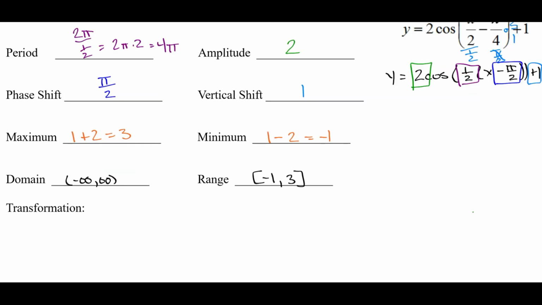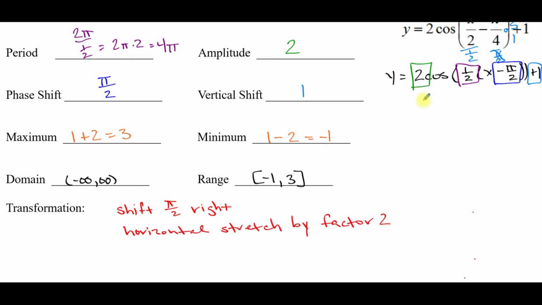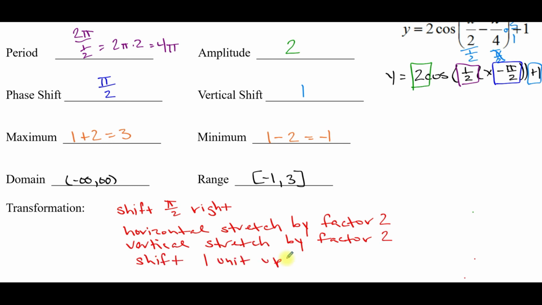And then if we discuss the transformations, remember, order of operations. So we've got a shift pi over 2 units to the right. My b value is 1/2. Remember, we're going to take its reciprocal, 2. So this is going to be a horizontal stretch by factor 2. Outside, I have another 2, so that's also a vertical stretch by factor 2. And then finally, we have a shift of 1 unit up. So looking at that equation, you should be able to find all of the properties, and you should be able to describe the transformation.